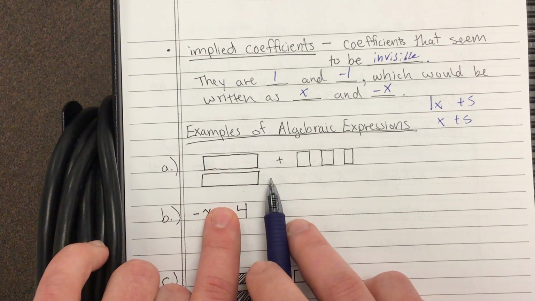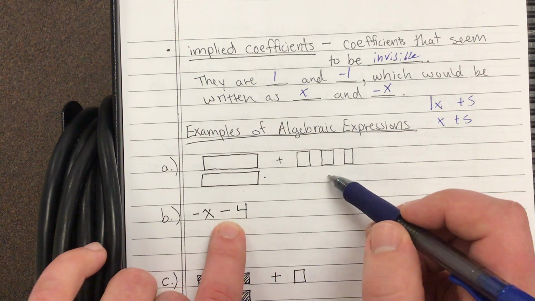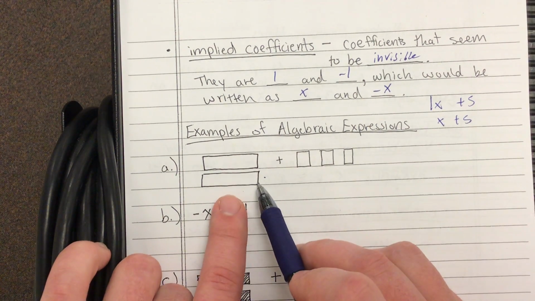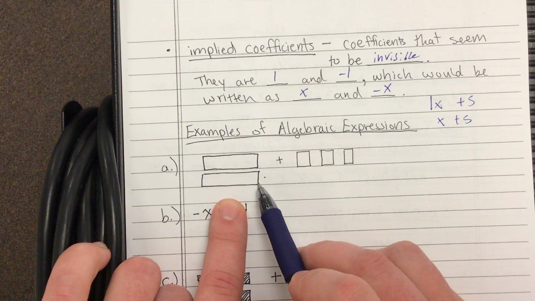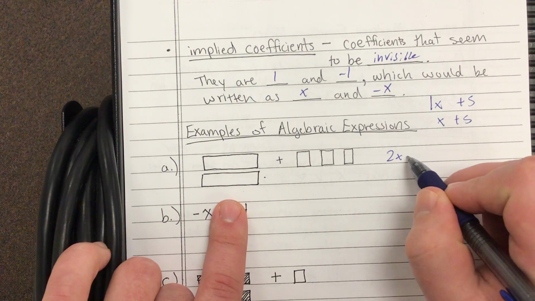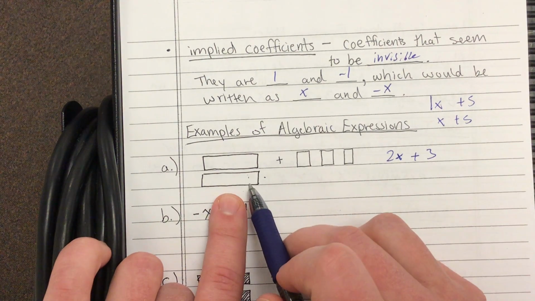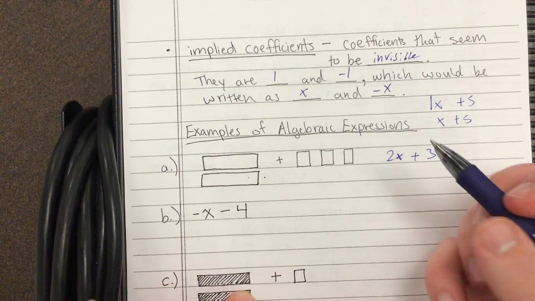All right, now we just got some examples, and it's going to give us the squares, and we give the expression, or the other way around. So what would our expression look like for A here? 2x and 3. Plus 3. 2x plus 3, right? And they're both positive because we got open rectangles, open squares.